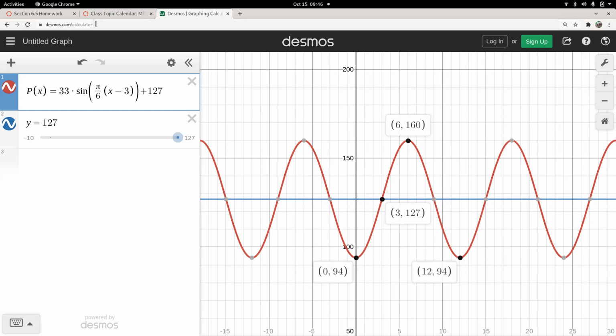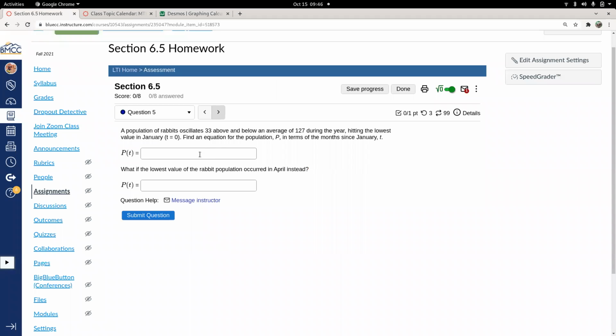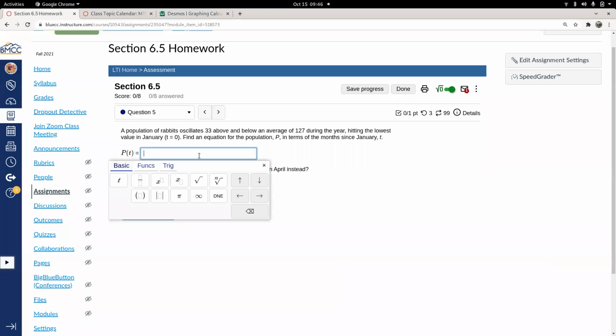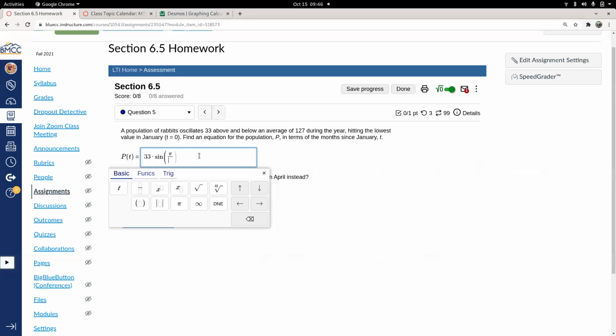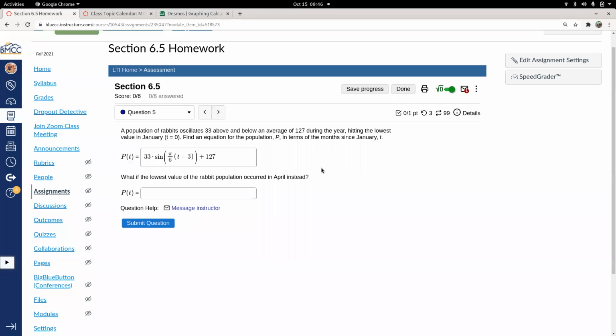All right, but then they tweaked it on us, right? What did they do to us? I'm going to type this one in while I've got it. 33 times the sine of pi over 6, parentheses x minus 3, parentheses, plus 127. And right, x to t. Thank you, computer. You're so awesome. All right. What if the lowest value occurred in April? Oh, what if it occurred in April? Okay, well, that'd be different.